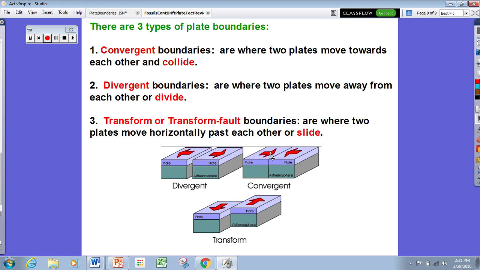So again, convergent, they're colliding or crashing into each other. Divergent, dividing or moving away from each other. Transform or transform fault, sliding past each other.